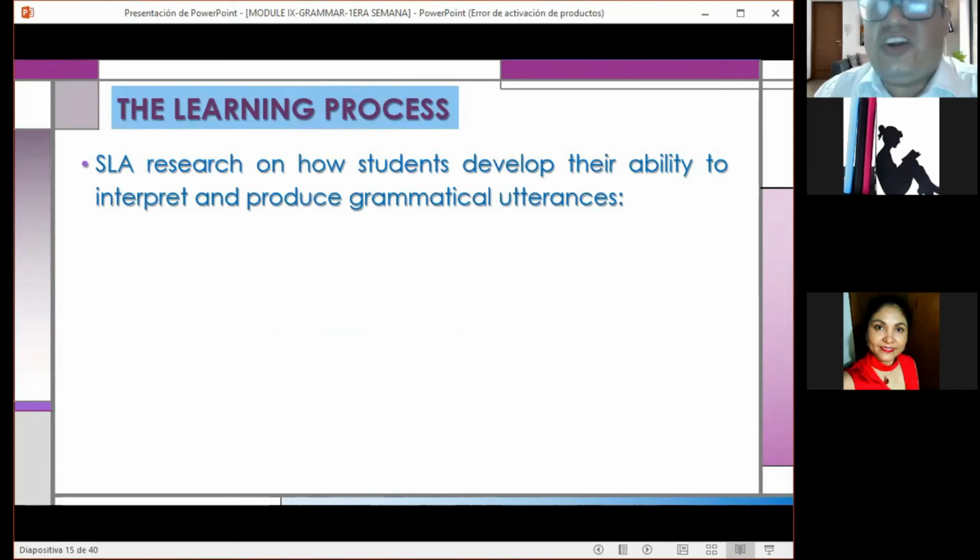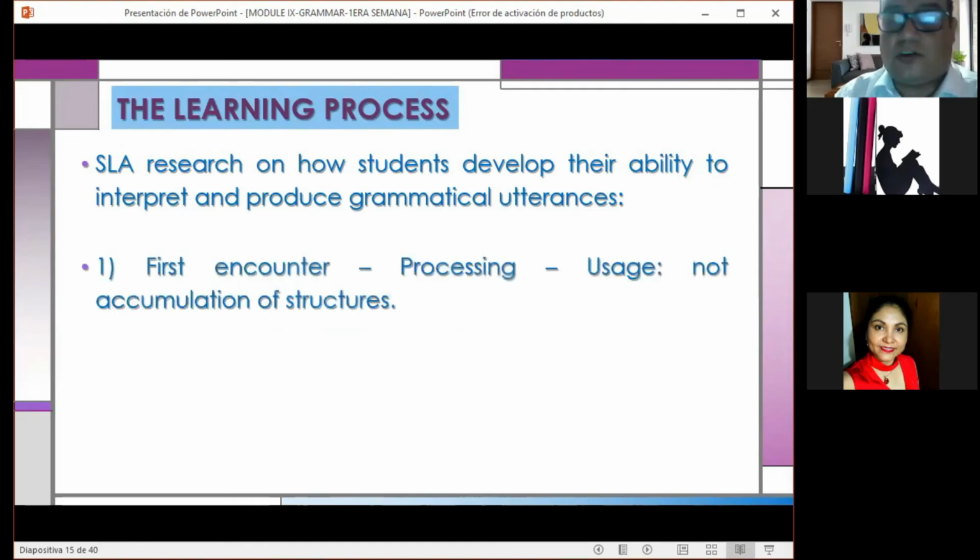Let's talk about the learning process. SLA, remember, SLA means second language acquisition. SLA research on how students develop their ability to interpret and produce grammatical utterances or statements shows that first encounter processing usage matters, not accumulation of structures. So when we teach our students some structures, they learn first the first structure that they saw, and they start using it. So they don't accumulate.